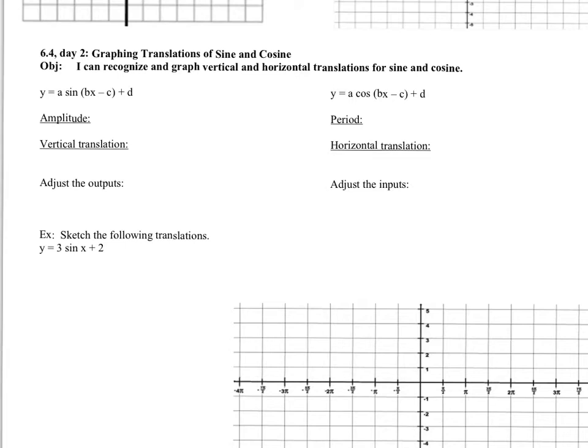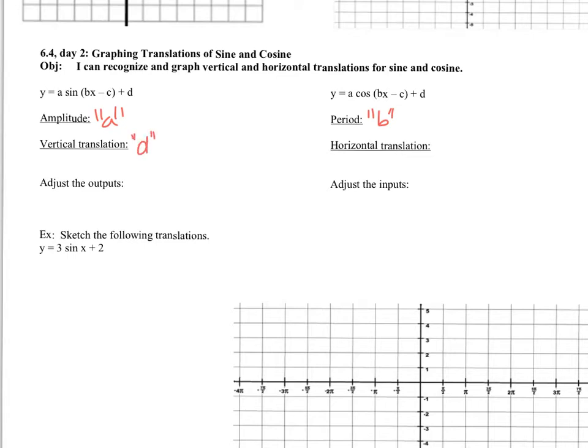We know amplitude. Amplitude is found by our a value, and that's the same as 6.4 day 1. Really no changes with that. The period of a function, we know that's our b value, and that will change the horizontal either stretching or compressing. Now if there's a vertical translation, this is actually going to be the letter d in the equation.